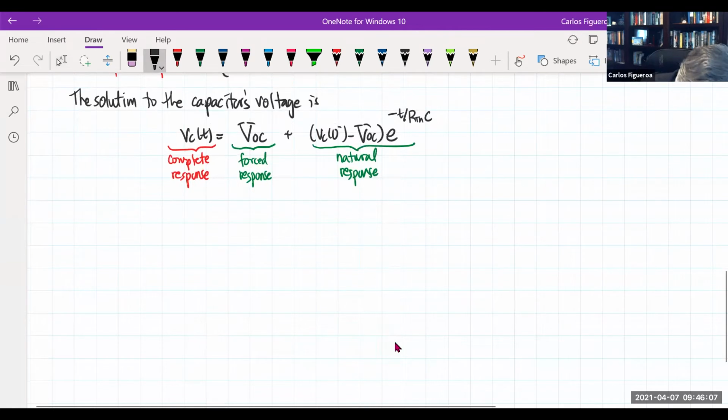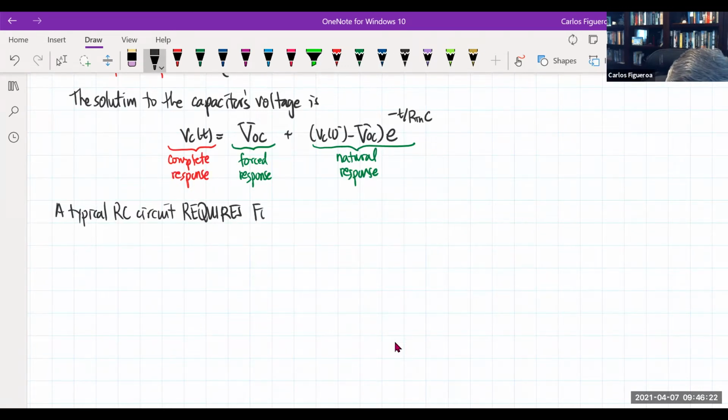So a typical RC circuit requires 4 different circuits to get the complete response.